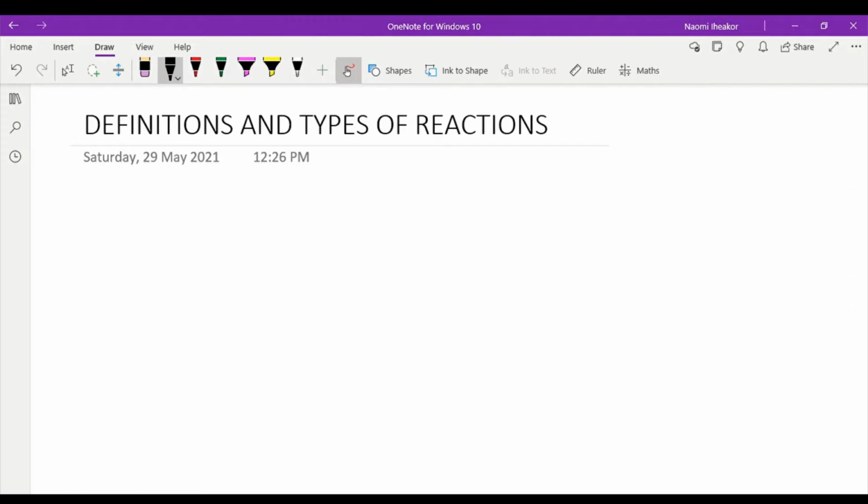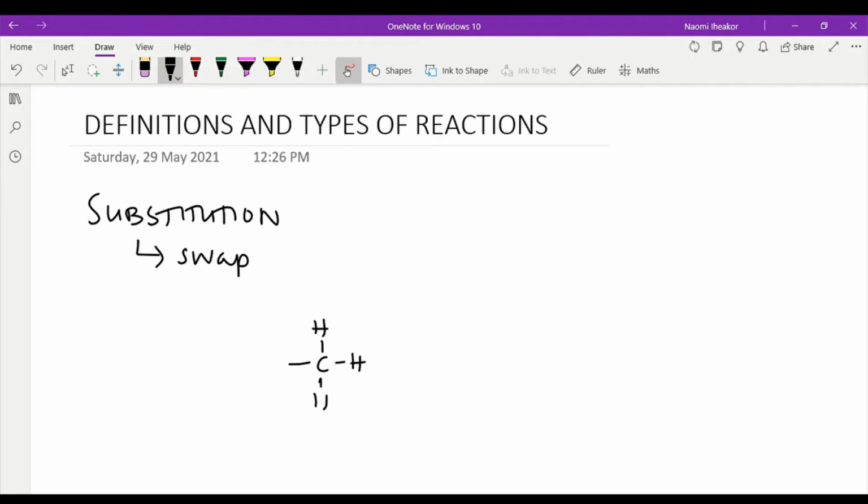So the first type of reaction that we are going to define is our substitution reactions. As the name suggests, substitution reactions are reactions in which a substitution takes place, or in other words, a swap is going to take place. So for example, if we have this methane here, we know that because the carbon here is only involved in single bonds between carbon and hydrogen, it's not going to be very reactive.